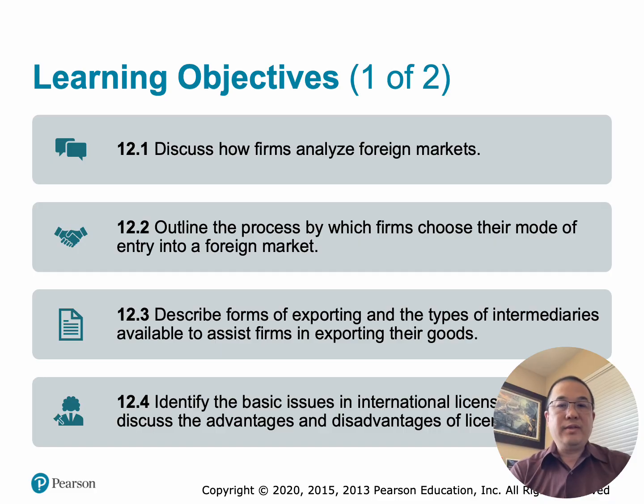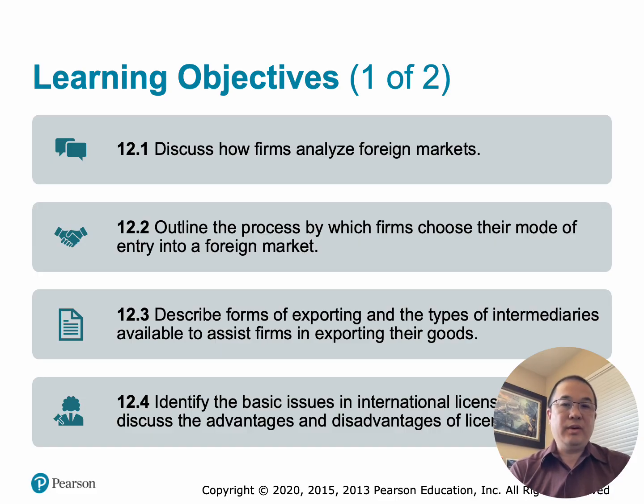Outline the process by which firms choose their mode of entry. So once a company selects a country, it must decide how to enter the market. Here are the common entry modes: exporting, licensing, franchising, strategic alliances, joint ventures, and wholly owned subsidiaries, or FDI. The factors affecting the choice: cost, risk, degree of control desired, speed of market entry, and local regulations.